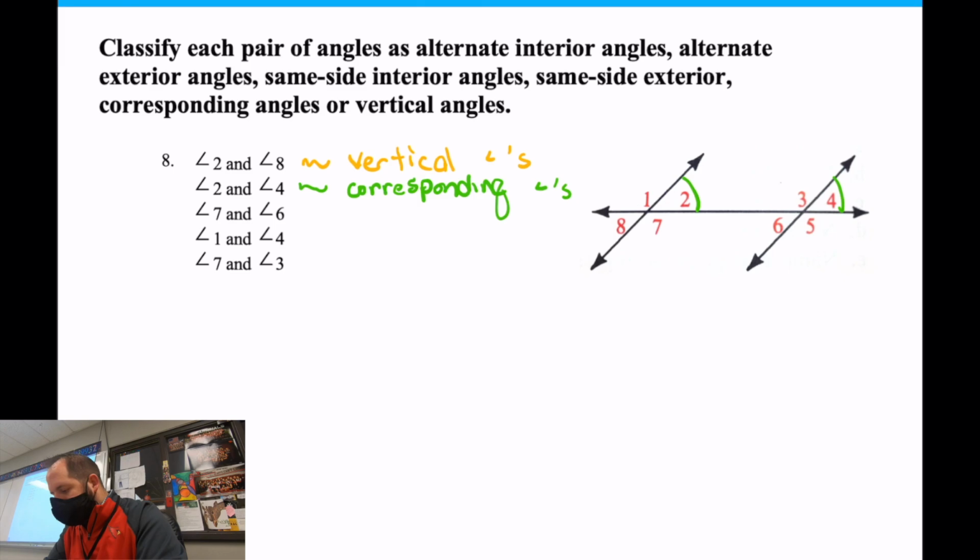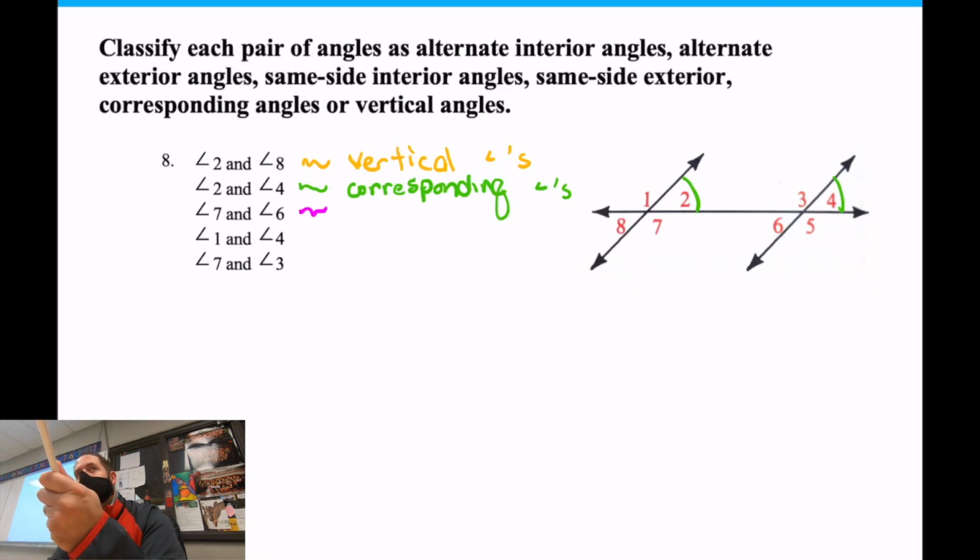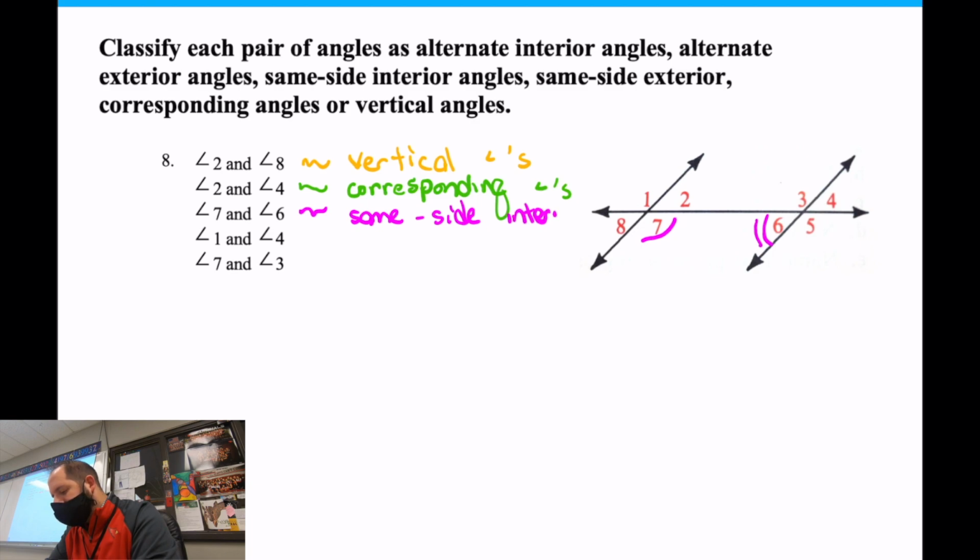Okay. Let's go to the next one. 7 and 6, please. Same side interior. Consecutive interior. I don't care which word you use. I probably use the one that I have printed here. They are same side interior. They're different angles, but same side interior. And yes, I want you to be super specific on what type. So, thank you.